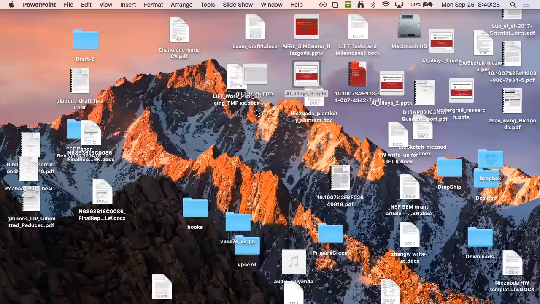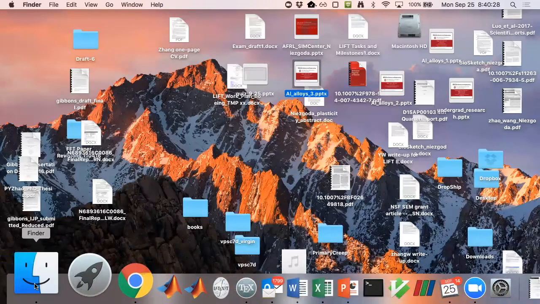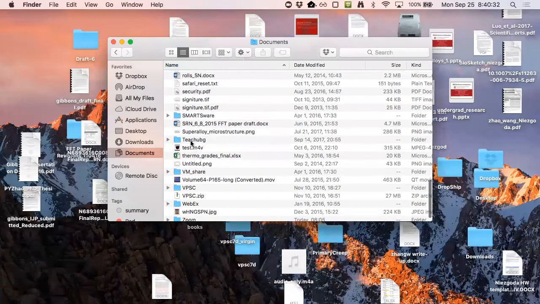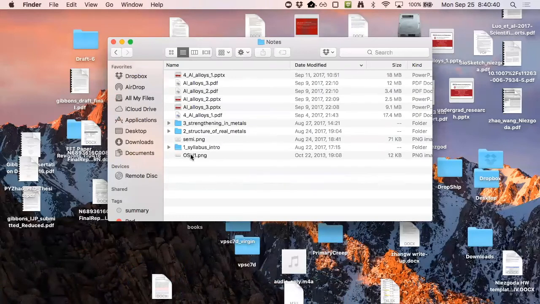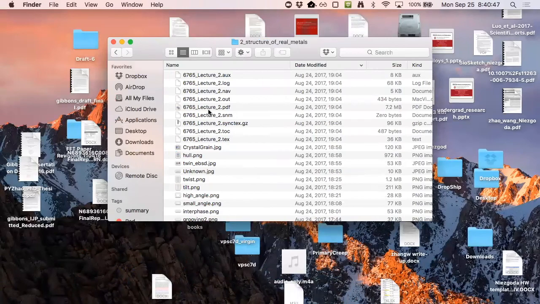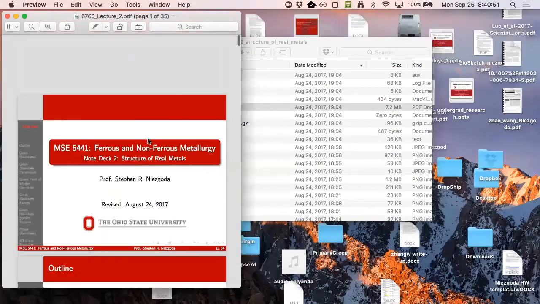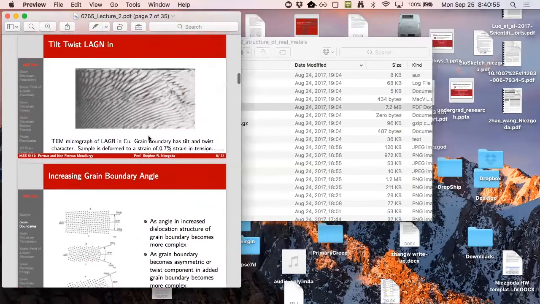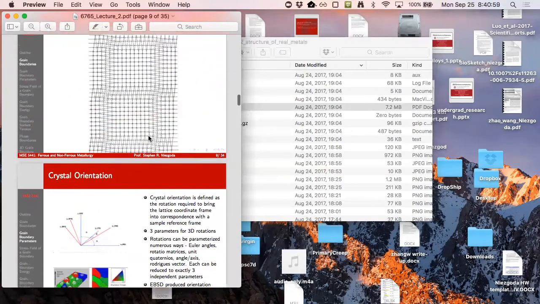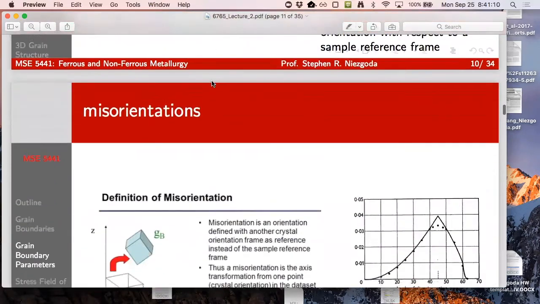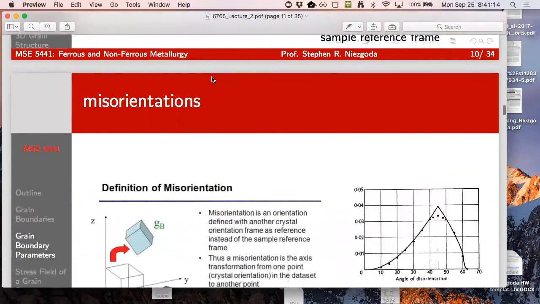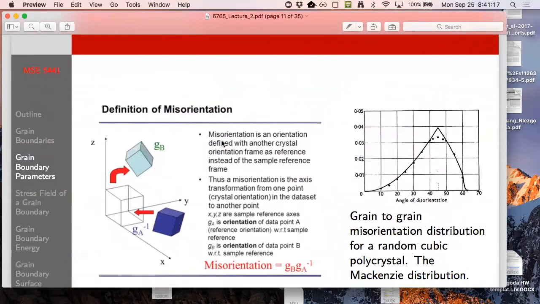Going back to the structure, everything in here basically is stuff that runs through the aluminum material. This is stuff that's important for everything.